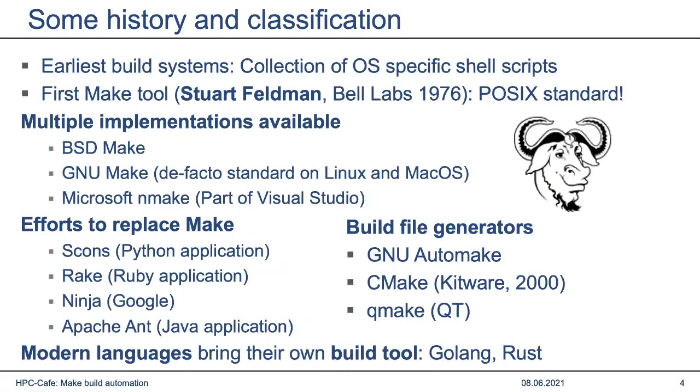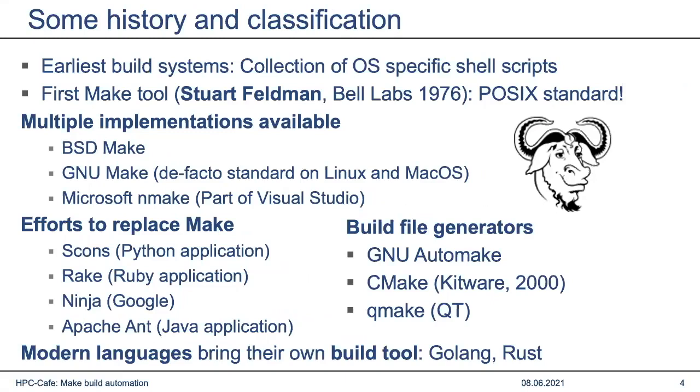So some history. You may know me, I always like to see this also in a historic perspective. In the early days of Unix, build systems were collections of operating system specific shell scripts. So the automation was done by shell scripts, and all the commands required to build the code were in those shell scripts. And this was actually also the starting point.